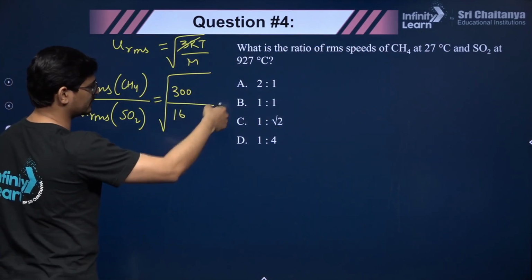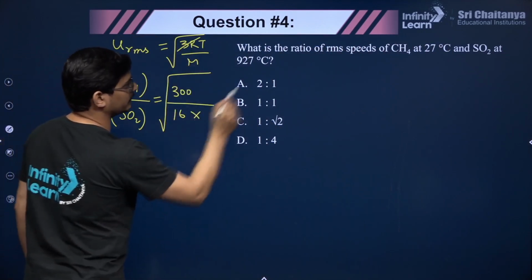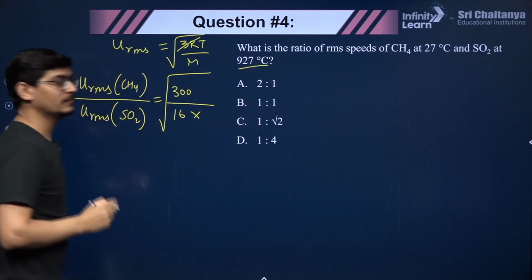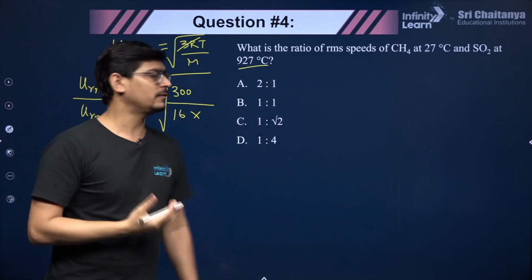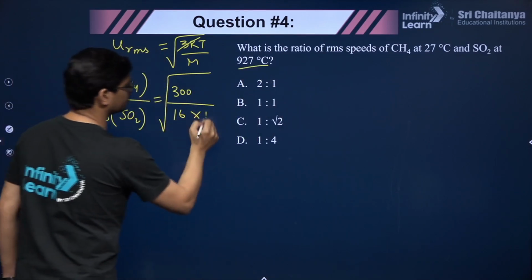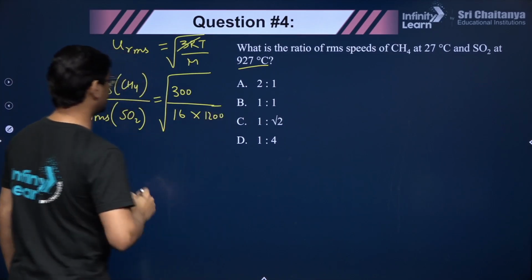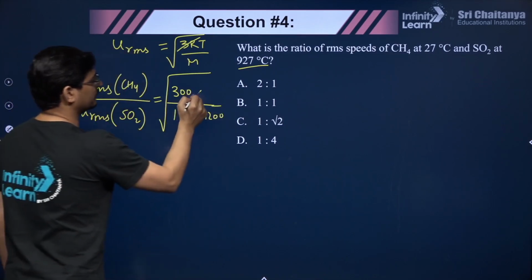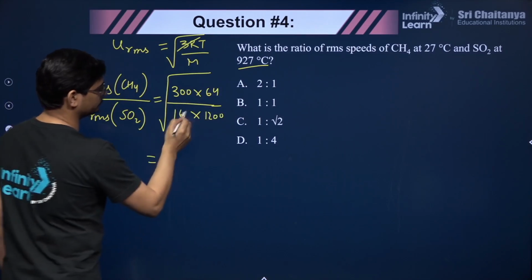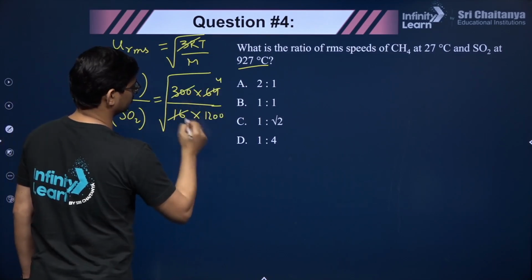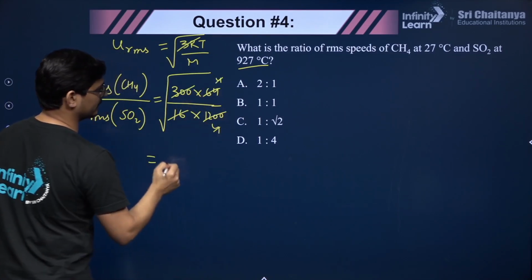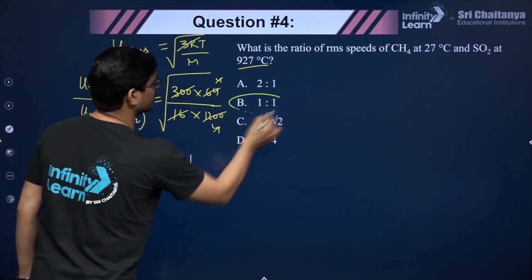Similarly, temperature of SO2 by molar mass of SO2. So temperature of SO2 is 927. Please don't forget to convert it to Kelvin. It will be 1200, right? And the molar mass of sulfur dioxide, that is 64. So actually that is 1:1. So this will be the correct answer.